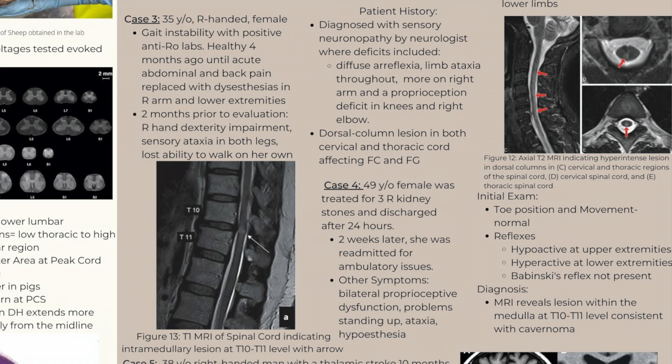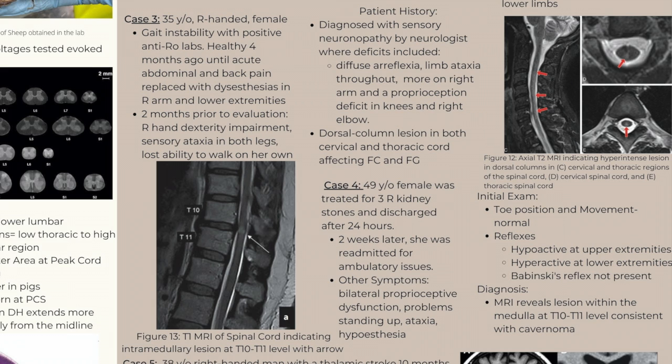Two months prior, she began having right hand dexterity impairment, sensory ataxia in both legs, and lost the ability to independently ambulate. She saw a neurologist and was diagnosed with areflexia, limb ataxia in the right arm and both of the legs, and proprioception deficits at the knees and right elbow. The dorsal column lesion in both the cervical and thoracic cord is affecting the cuneatus fasciculus and gracilis. Figure 12 is an axial T2 MRI indicating a hyperintense lesion in the dorsal column.